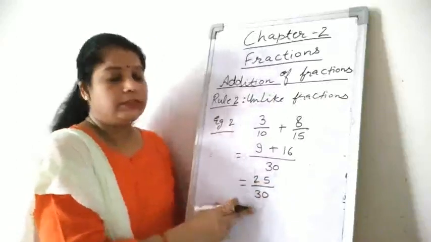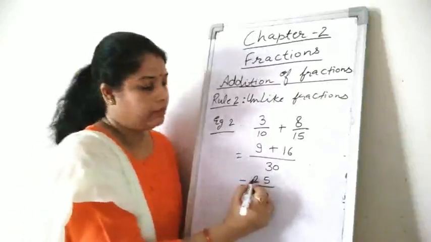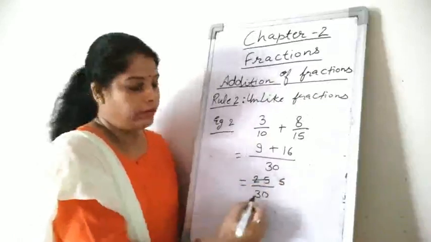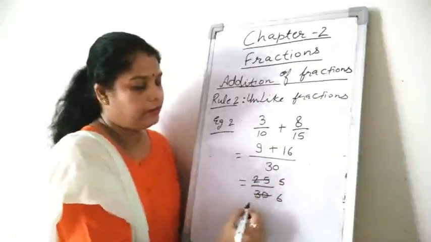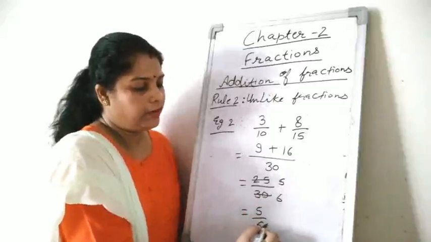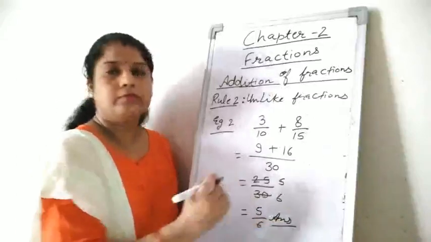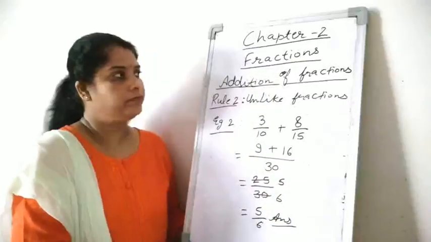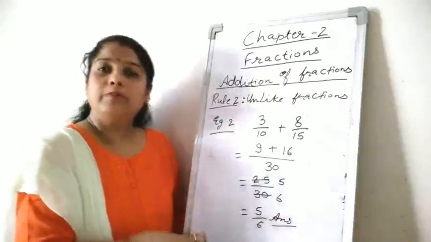Now this will be cancelled by the table of 5. 5 5s are 25 and 5 6s are 30. So our answer will be 5 upon 6. This is our answer.